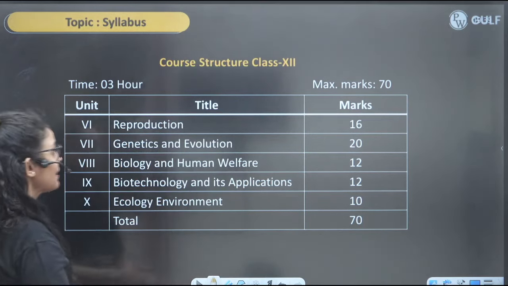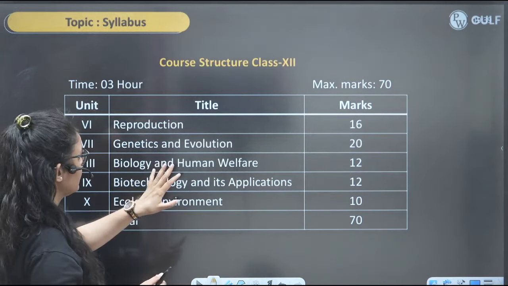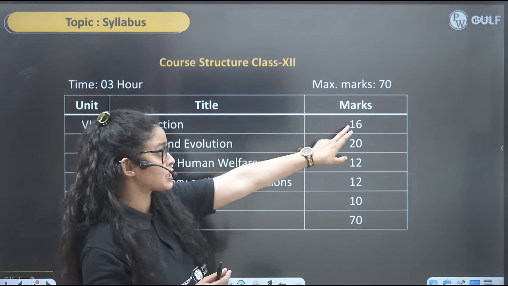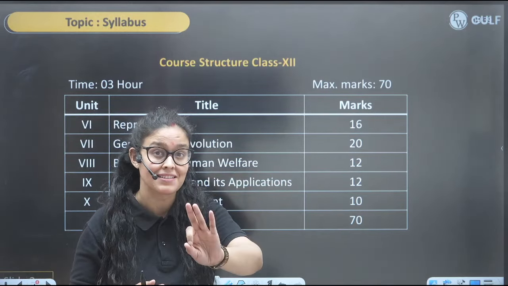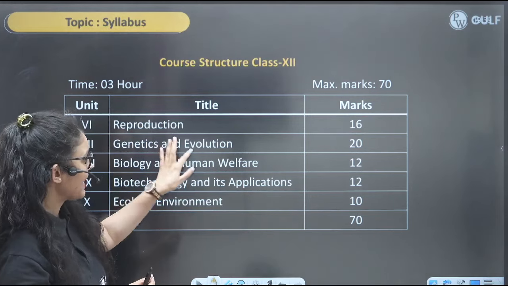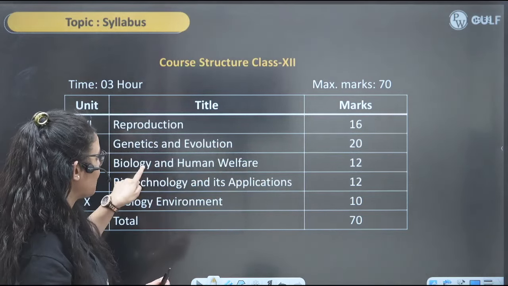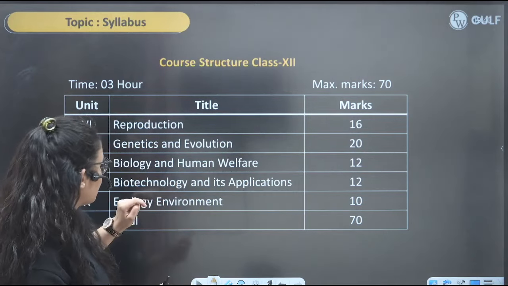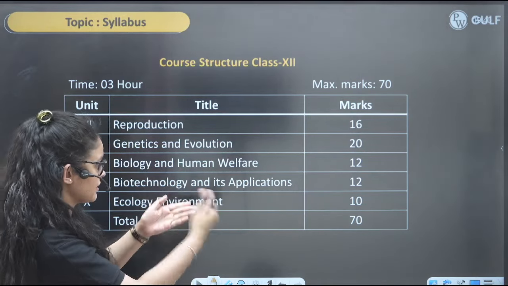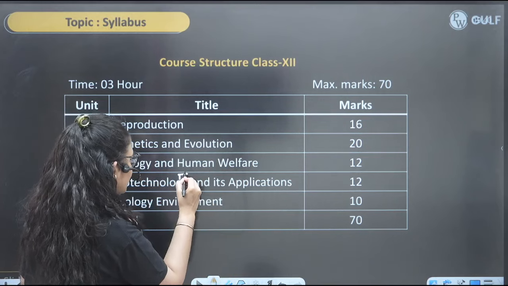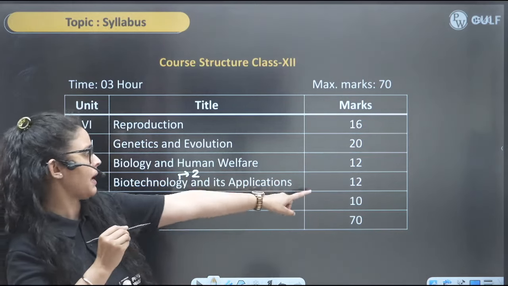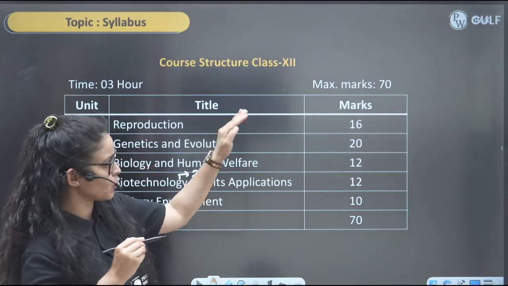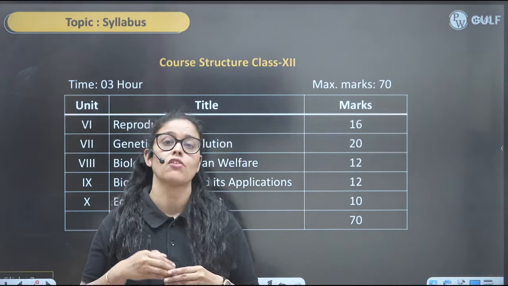You just see, the first unit is reproduction. The total weightage of this whole unit is 16 marks. Genetics and evolution holds 20 marks. Biology and human welfare 12. And then biotechnology and its application 12 marks, means the whole biotechnology unit, which has 2 chapters, so both of them have 12 marks collectively. Ecology unit has 10 marks. So this is the weightage of the units, right?